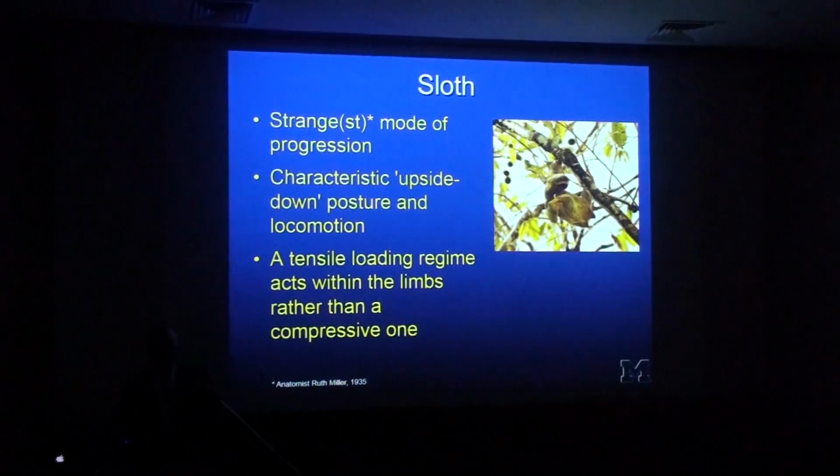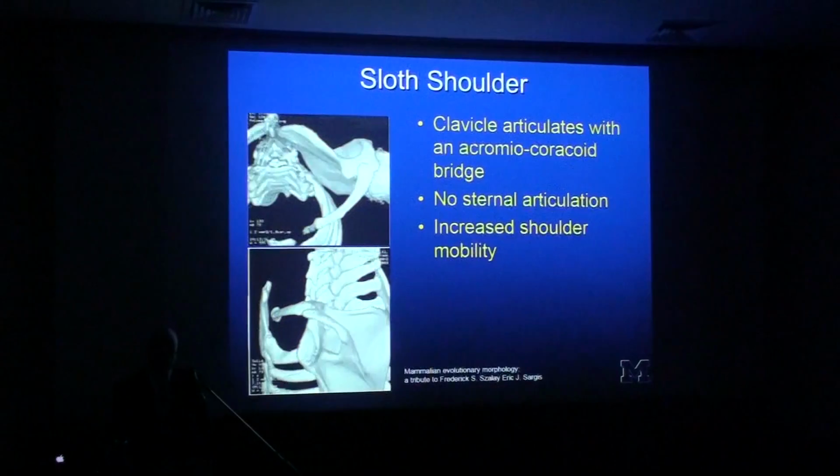Getting back to our friend the sloth, it's an unusual creature really. It lives upside down, and it's got a tensile loading regimen on its shoulder rather than a compressive one. And when we scan the shoulder of the sloth, we find that the clavicle articulates with the acromial-coracoid arch, but doesn't articulate with the sternum at all, and this allows great range of motion, which it needs for its upside-down life.